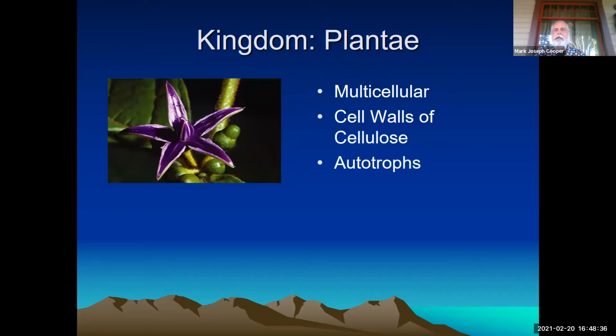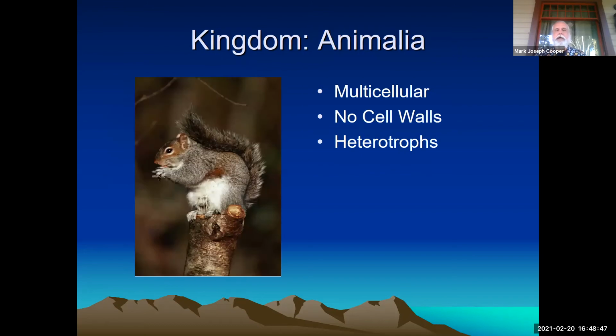The kingdom Plantae, again, multicellular. The cell walls are made of cellulose, and these are autotrophic. Autotrophs, which means self-feeder, so they photosynthesize. And then last but certainly not least is the kingdom Animalia, and these were the three things I gave you when I was doing the hierarchy: multicellular, no cell walls, and then heterotrophic.